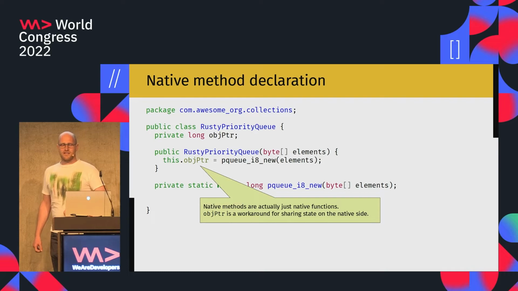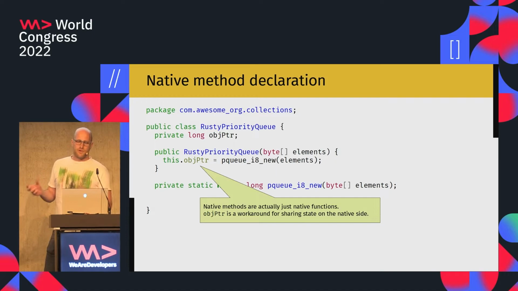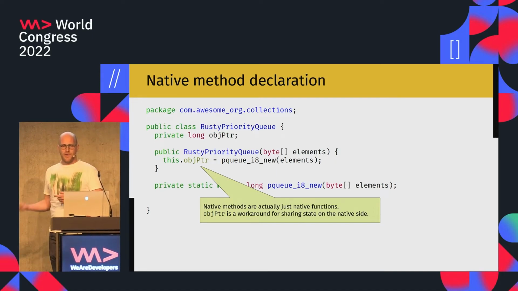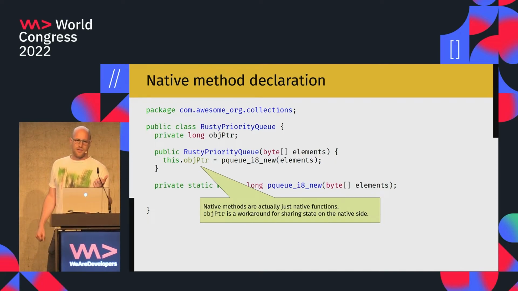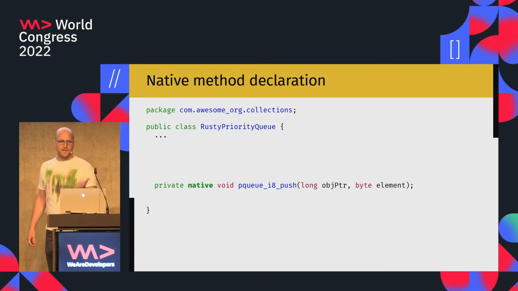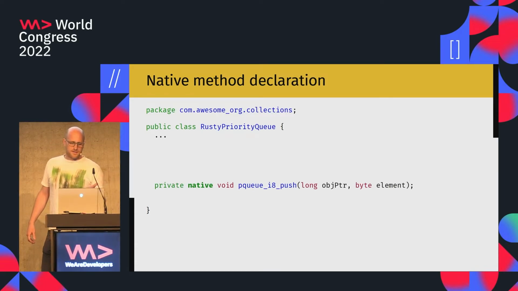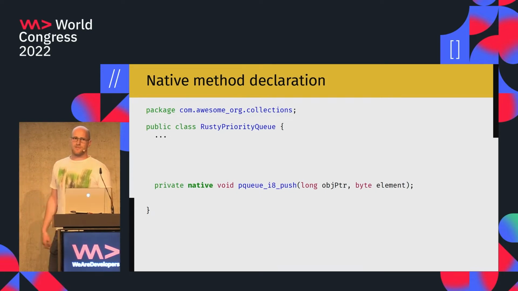Native methods are actually just functions, so they are not aware of any object state. There is a workaround for that. We can return a pointer from the native side and store it here as a long member. And we will use it later for subsequent method calls, like, for example, here in the push implementation. It's similar. The main difference is here we pass the object pointer so that the native side can reconstruct the native priority queue object.